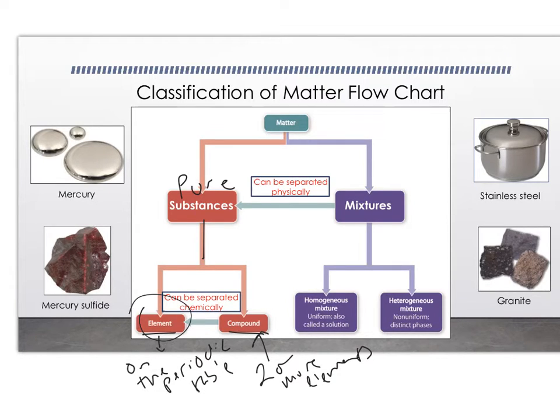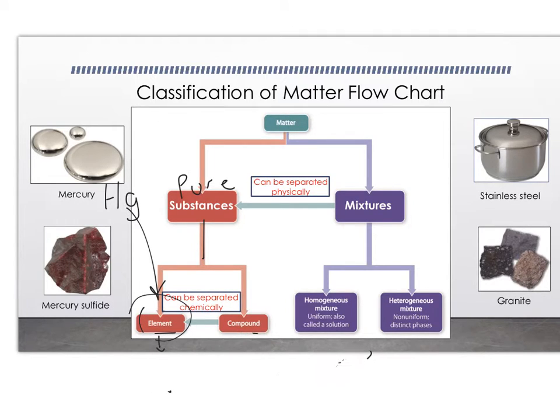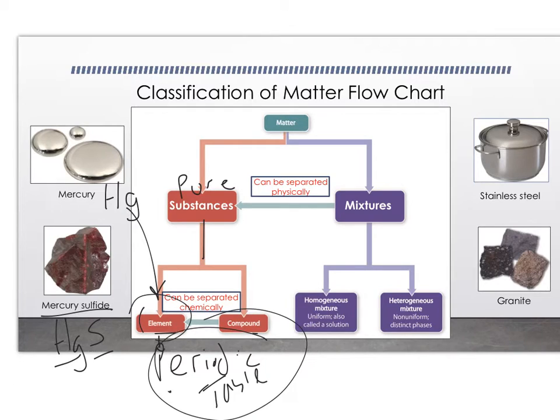If you look at the examples on the left side of the page here, mercury is element Hg. It's one element, two letters, but that represents a single element that I can locate on the periodic table. Then the example below it, mercury sulfide, is HgS. I have two elements chemically combined to make a compound. So the elements and the compounds are examples that you can locate using the periodic table.